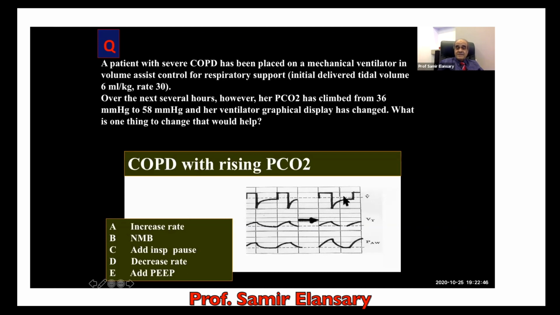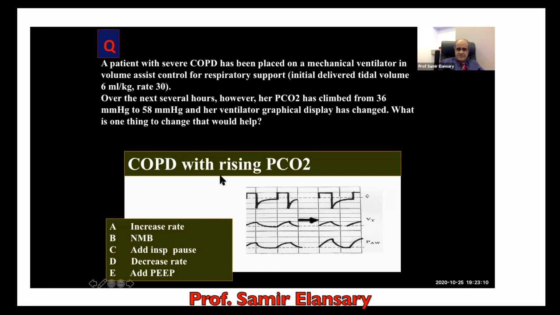And so to solve the problem here, we have to either decrease the minute volume, tidal volume or respiratory rate, or apply external PEEP, or we can give a bronchodilator. We decrease the respiratory rate, which is better in such a patient. Don't apply PEEP because it is a COPD patient and he will not tolerate high airway pressure.